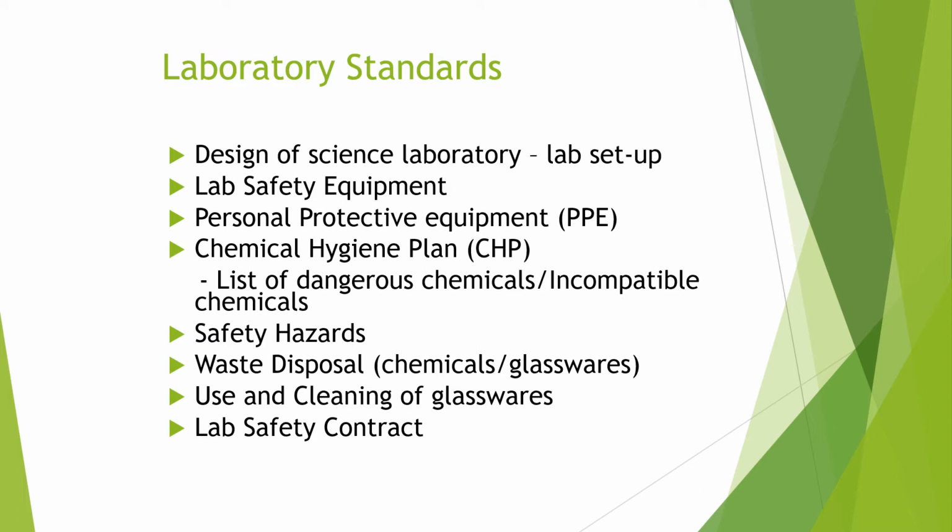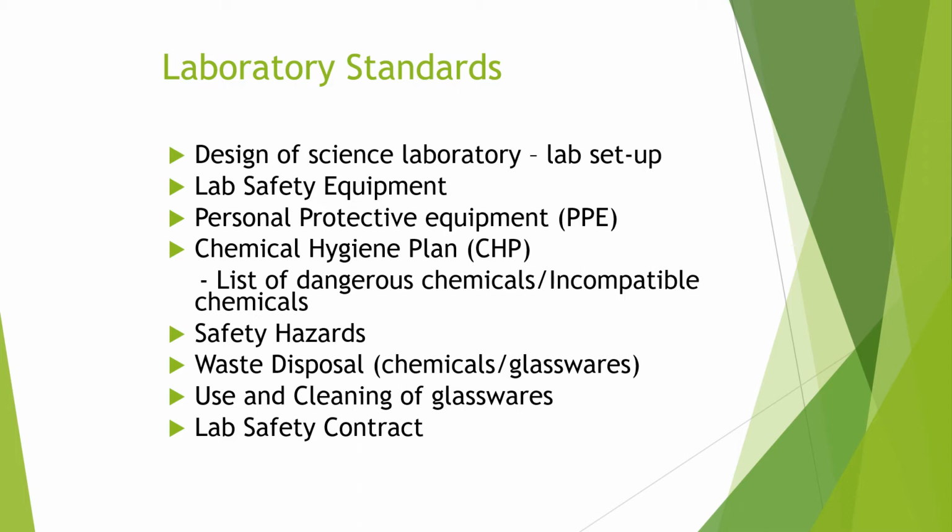Okay. We also have the chemical hygiene plan, which includes a list of dangerous chemicals and a list of incompatible chemicals. When we say dangerous chemicals, these are the volatile ones, the explosive ones, and the incompatible ones are those that you don't mix with each other, because of violent reaction. Safety hazards include electrical, mechanical, fire hazards, and chemical hazards.